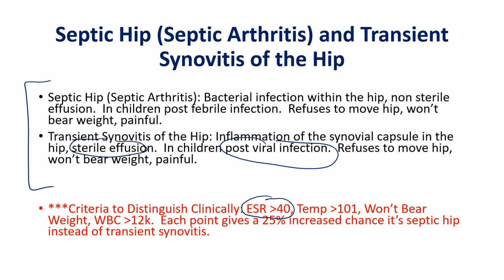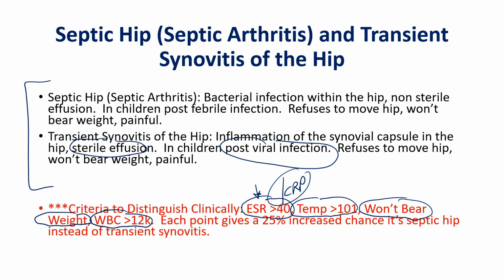You look at the ESR. Remember, that's just the sedimentation rate. You can also look at the CRP as well. Both of them are inflammatory markers. But this particular criteria uses ESR, so I would use ESR here. It looks at temperature. It looks at whether the patient will bear weight at all on it in any sort of way, and it looks at the WBC count, the leukocyte count.